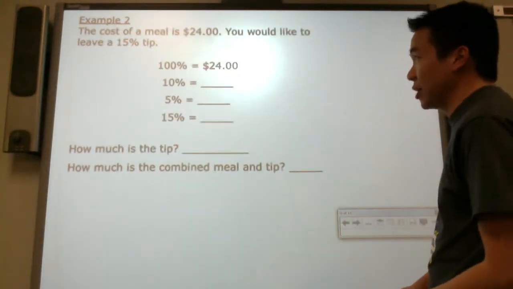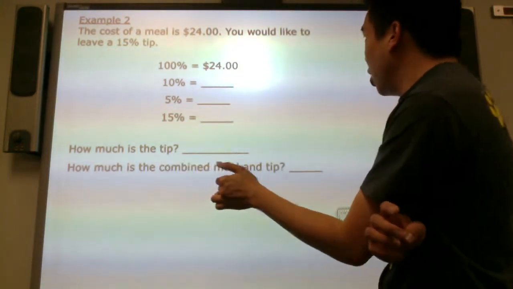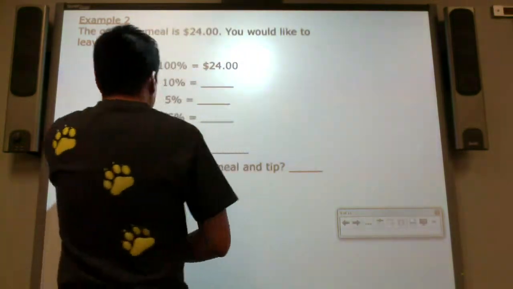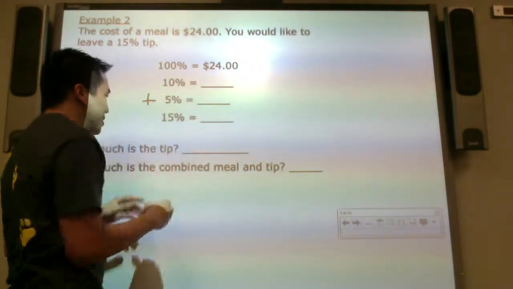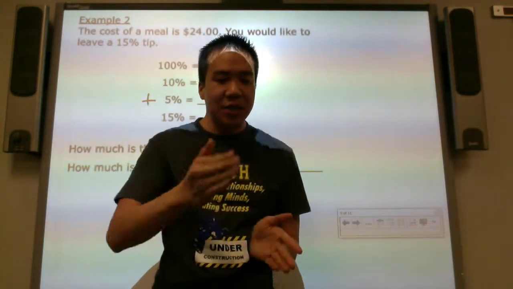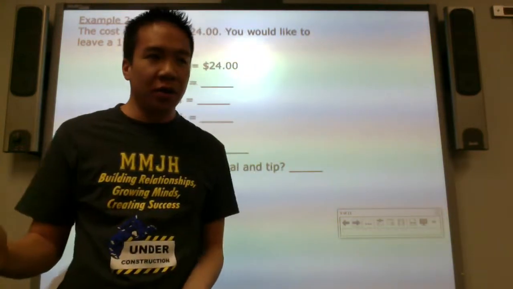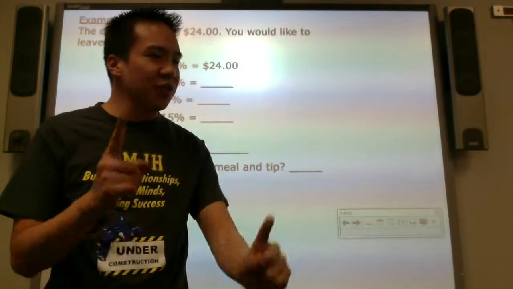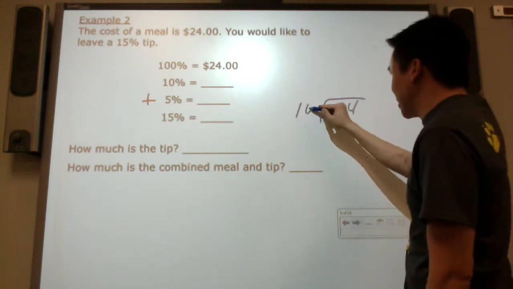Let's try another one, mentally if we can. The cost of a meal is $24, and you would like to leave a 15% tip. That means you're going to leave 10% plus 5%, which will add up to 15%. So I break $24 into 10 sections. How much would each 10% be worth? $24 divided by 10 is $2.40. If you cannot do it in your brain, you break it into 10 sections.